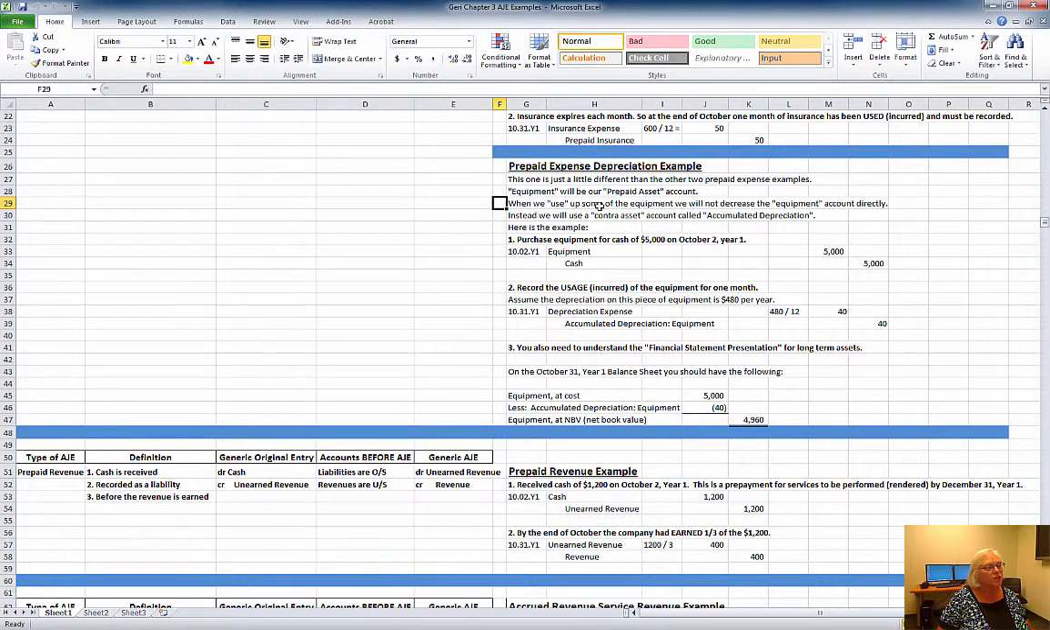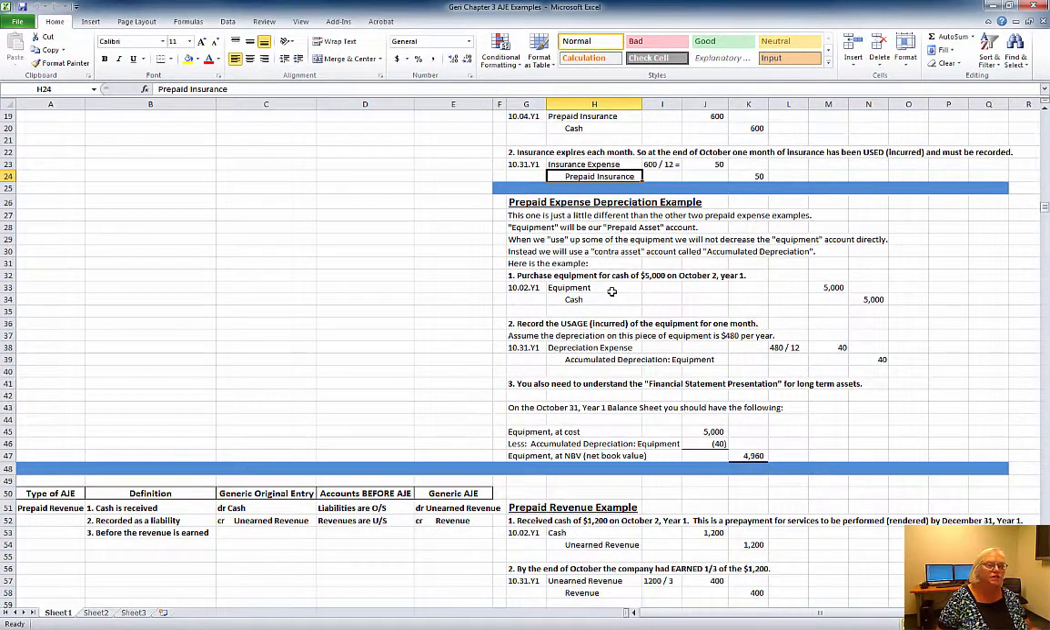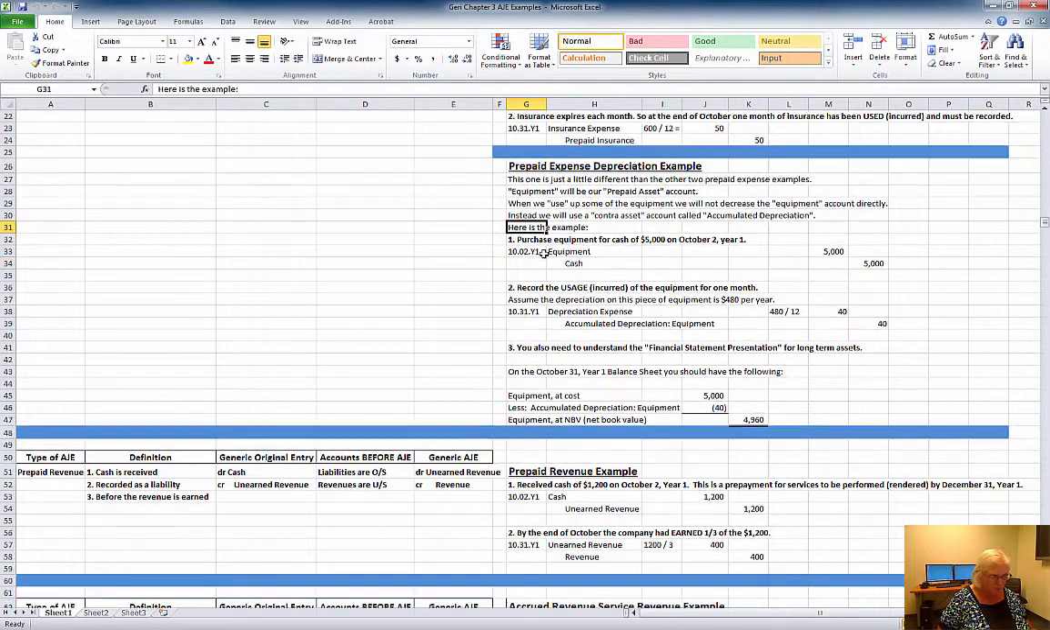So when we used insurance, we decreased the prepaid insurance account directly. Well, when we're dealing with a long-term prepaid asset, we are not going to decrease the equipment account directly. So what we're going to do is you've got a new account to learn. We're going to use a contra asset account called accumulated depreciation. So here is the example for it.